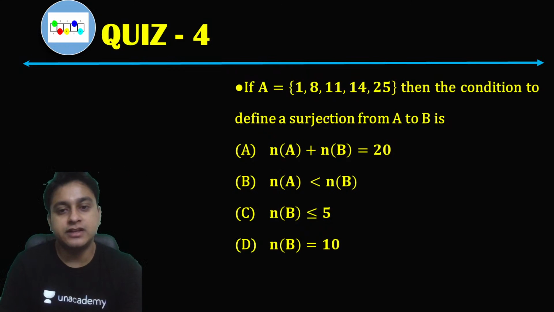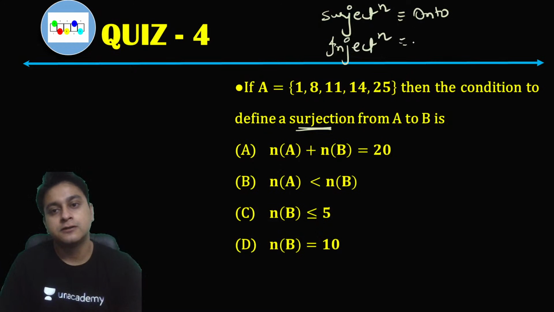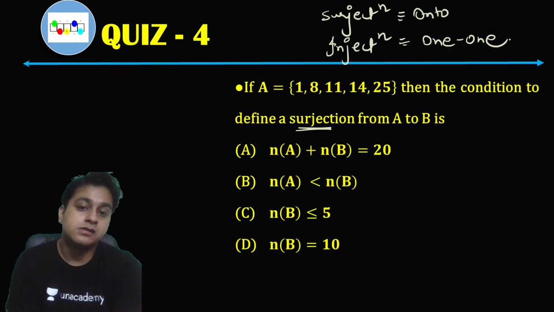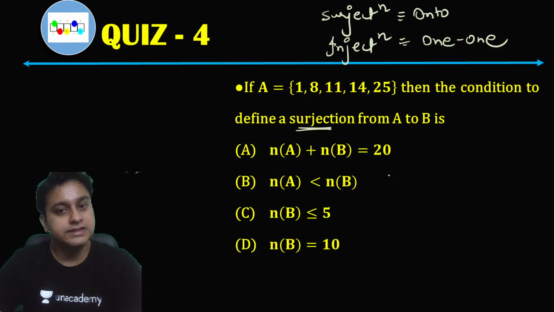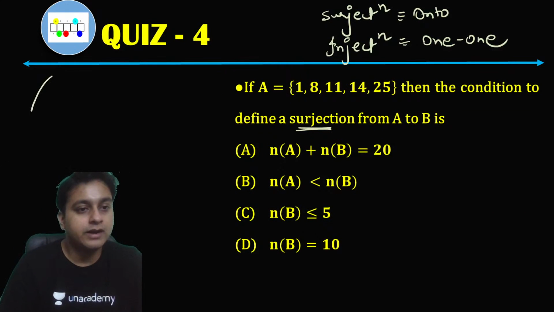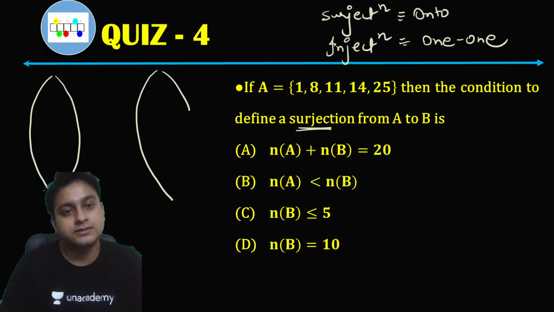So define a surjection. I've already told you guys. Surjection means onto, and injection means one-one. Right? Easy case. Lokesh, no. See, guys, remember what I told you. See, we have 1, 8, 11, 14, 25. Okay. Come on, guys. What are you guys saying? Forgot everything. I discussed this last time.